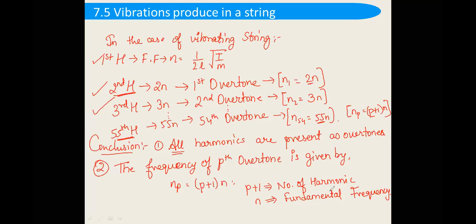So I hope you understood this conclusion. These 2 points of the conclusion you have to write with the answer. So take a screenshot and then we'll move to the next one.